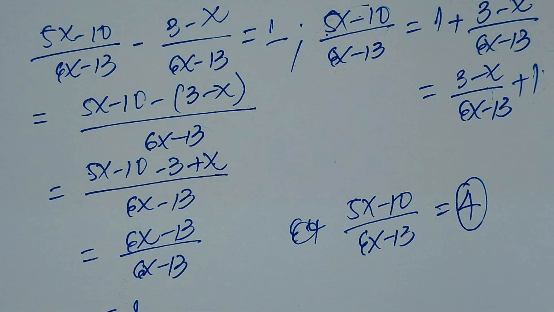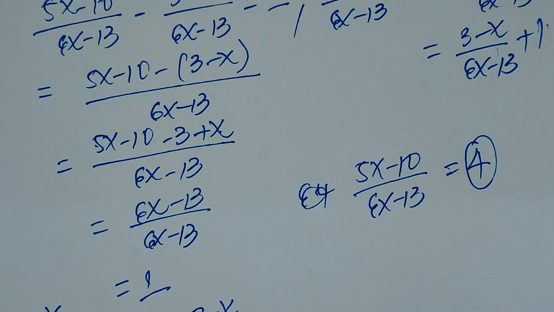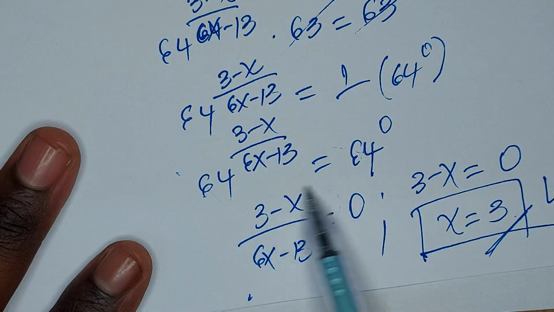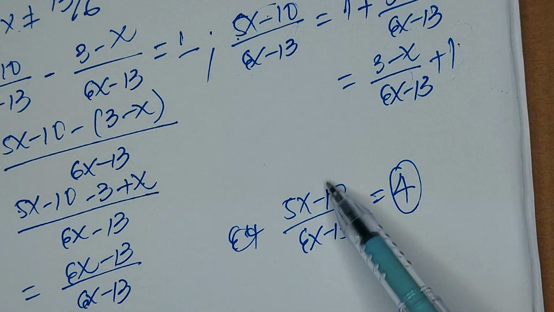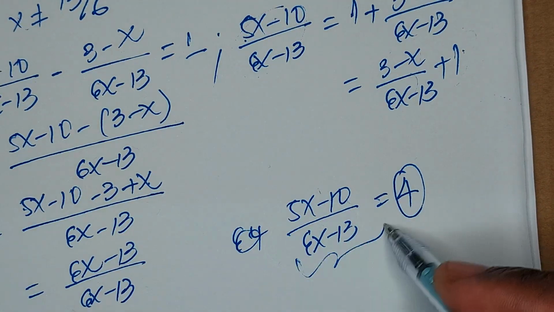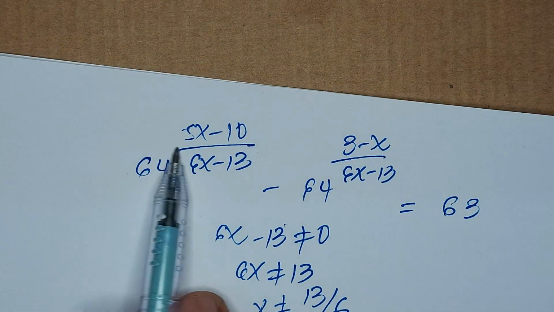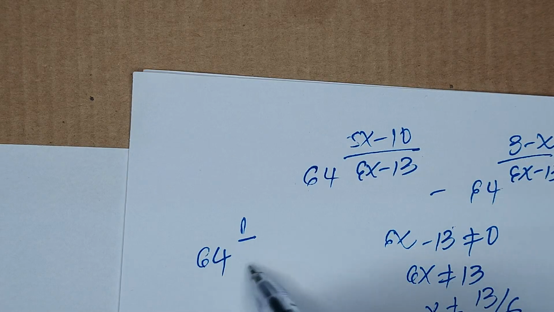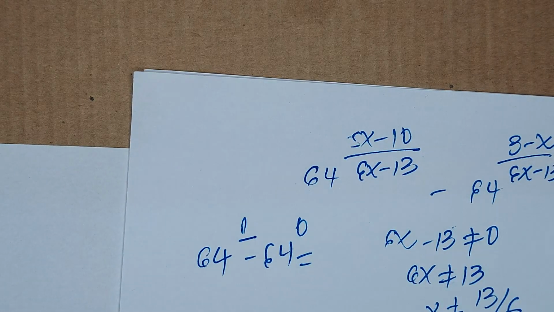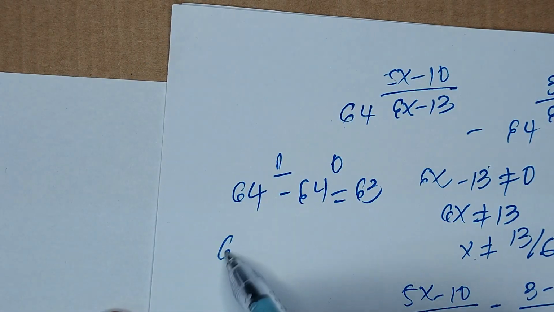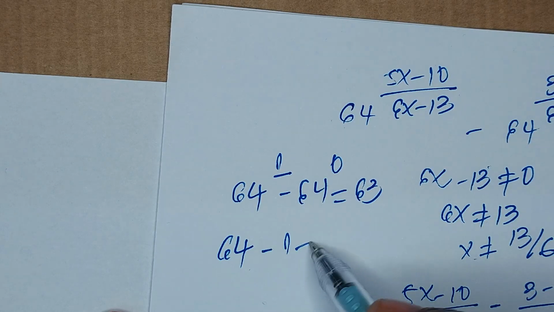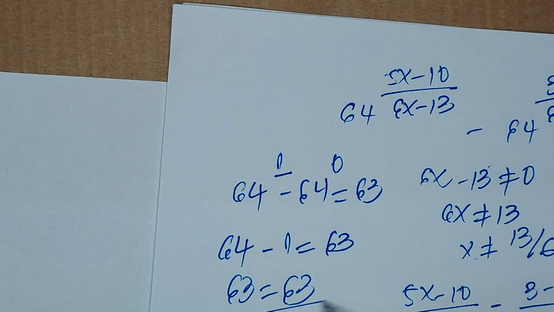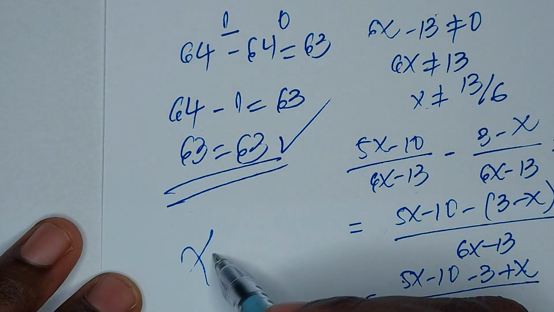Not exactly 4. Sorry guys, very simply this one here is equal to 0, so it means that this one here is always going to be equal to 1. Replacing here, we have 64 to the power of 1 minus 64 to the power of 0, which is going to be 63. So we have 64 minus 1 equals 63, so 63 equals 63. So our answer is 3 actually.